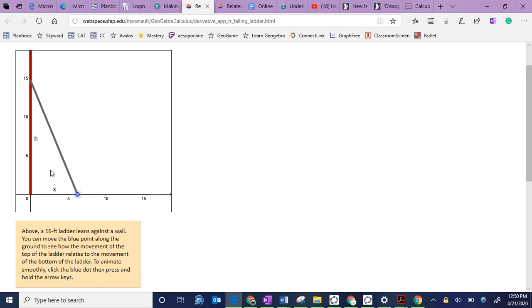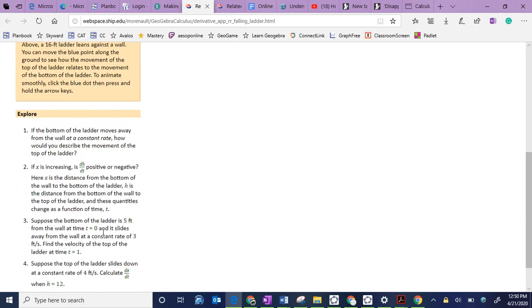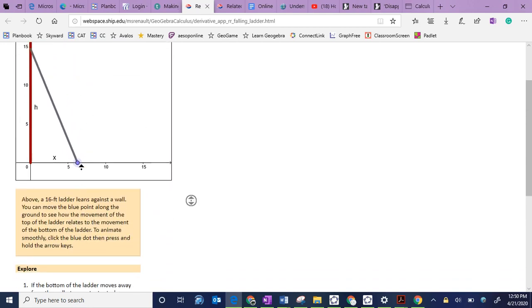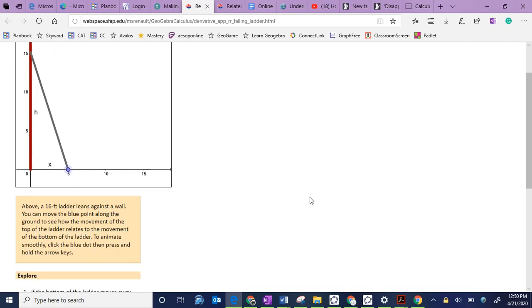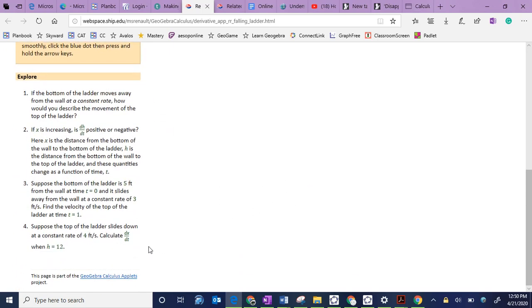we're going to talk about this ladder that's here. Suppose the bottom of the ladder is 5 feet from the wall. So let's say that it's 5 feet from the wall. There it is. And it slides away from the wall at a constant rate of 3 feet per second. So you have to decide, is this going to be positive or negative? Since it's sliding away from the wall, we're increasing the distance away from the wall, so it's going to be a positive 3 feet.